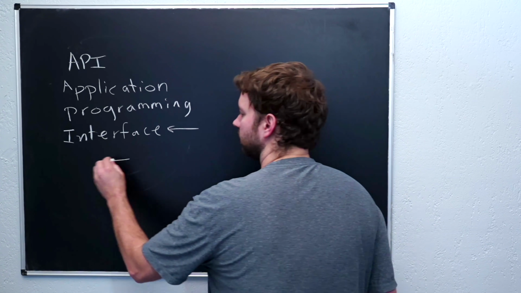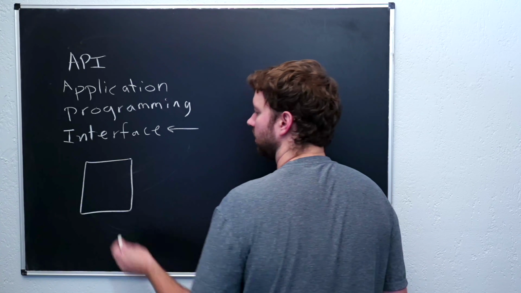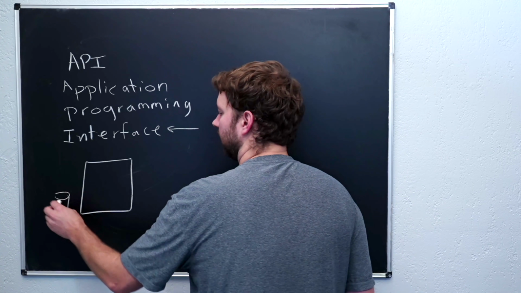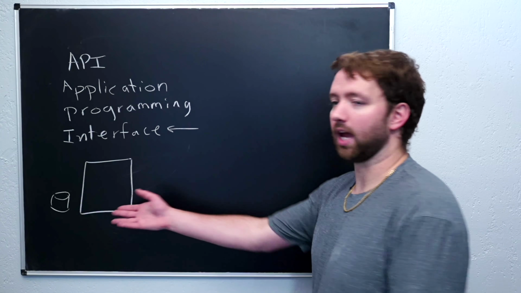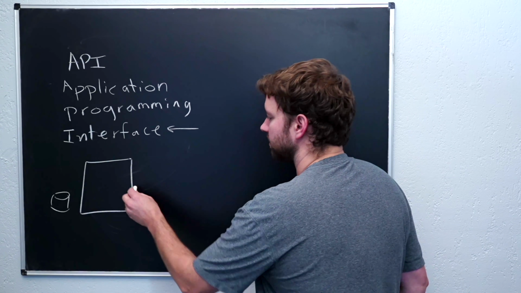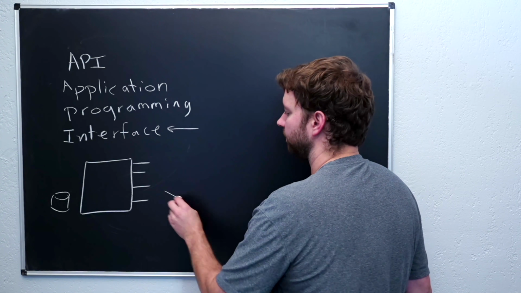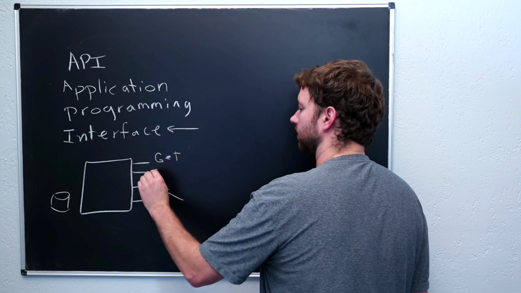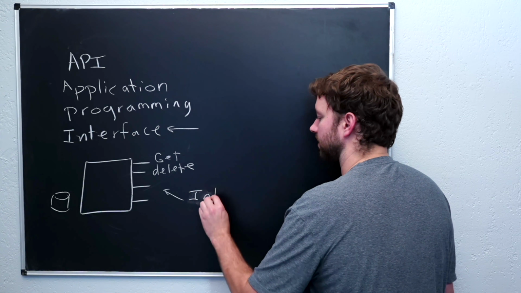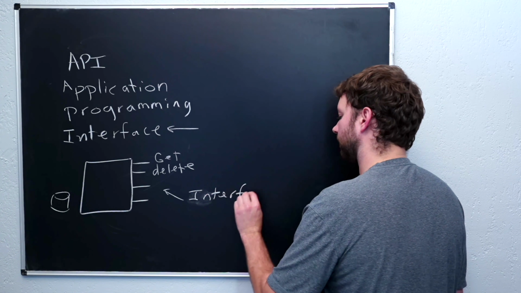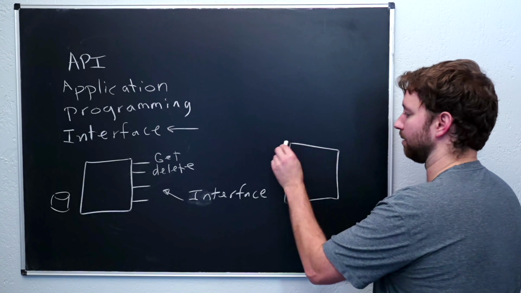So let's say we build this app here. This app might work with a database and do all these complex things. But we don't just give everybody access to the database. We give specific things that the user can do. For example, we could get some data or we could delete some data. And these different things we can do, that concept is called an interface. And it allows us to interface with other applications.